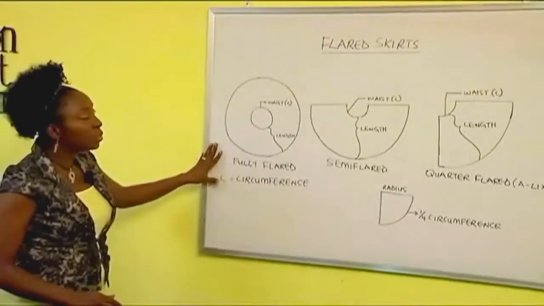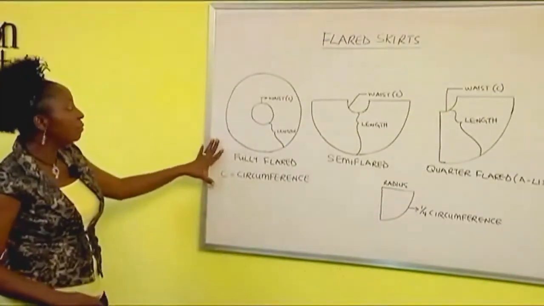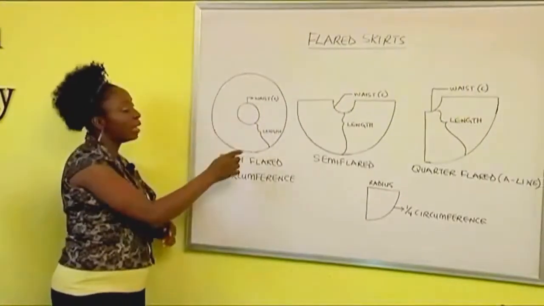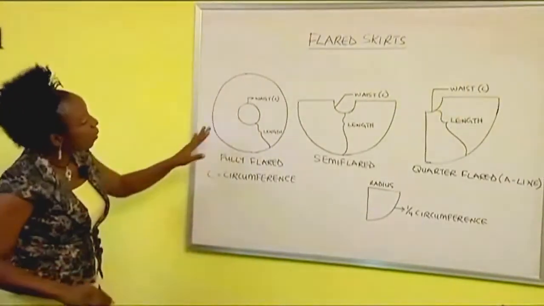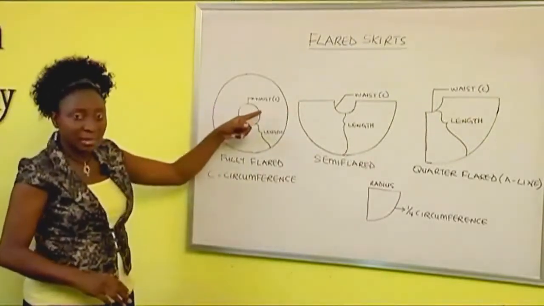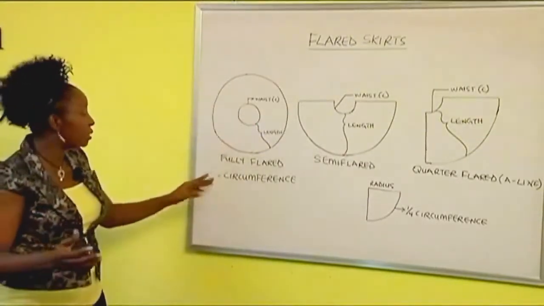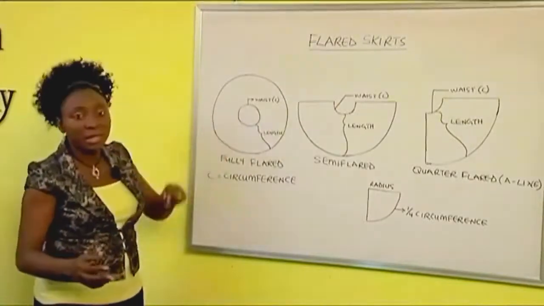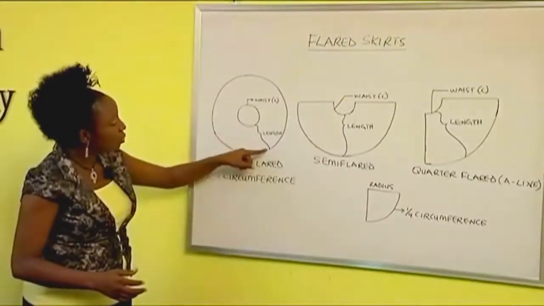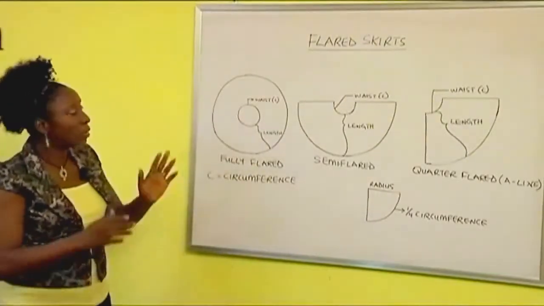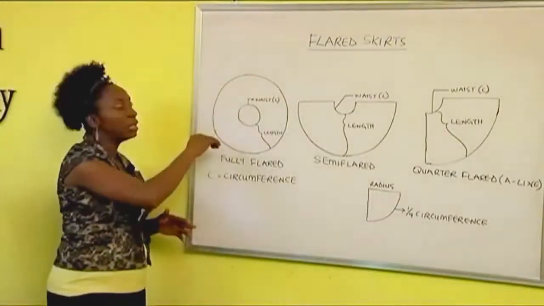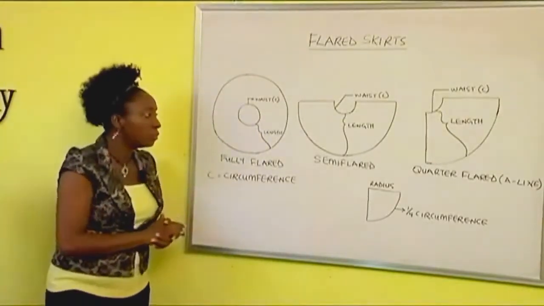Now take a look at the fully flared skirt. As you can see, it's made up of two circles. That means you can see an inner circle and an outer circle. And now what I have done is to show you that this inner circle represents the waist, which mathematically is called the circumference. That's what the C is for. Then the length is here, in between the two circles. Now the fully flared skirt is made up totally out of a full circle and having an internal circle.